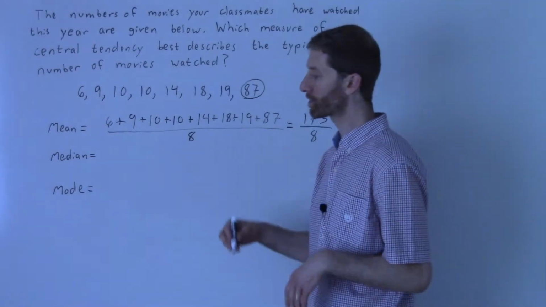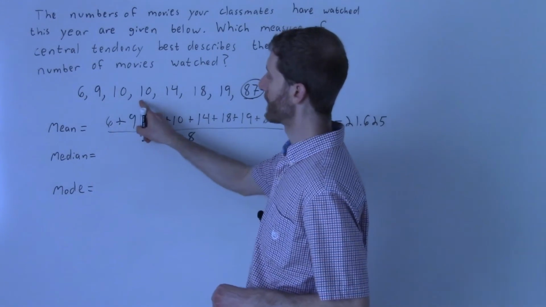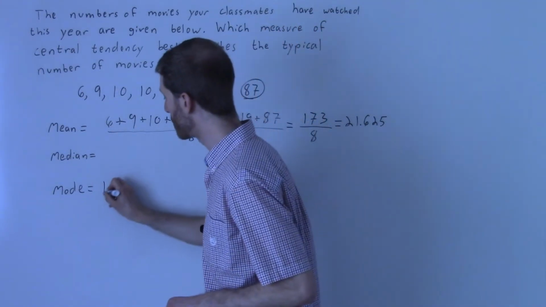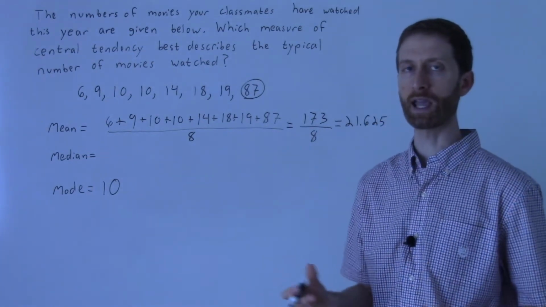So the mode is the most frequently occurring number. The only number that happens more than once is 10. And so the mode has to be 10. So the most popular of all the data points that we got back is 10.